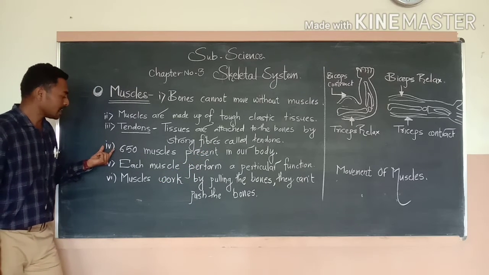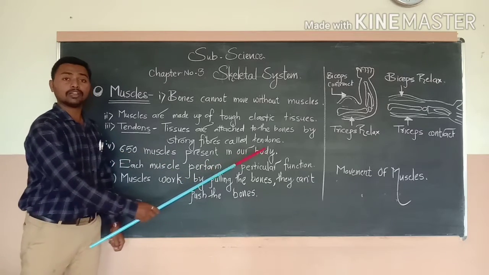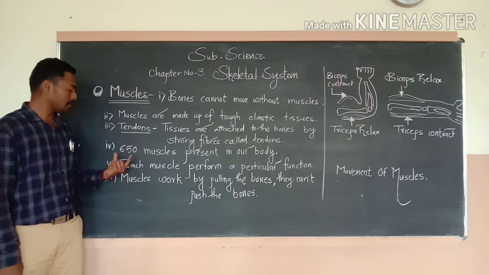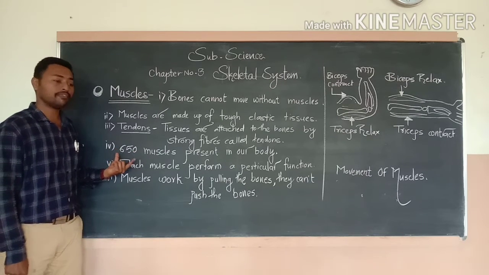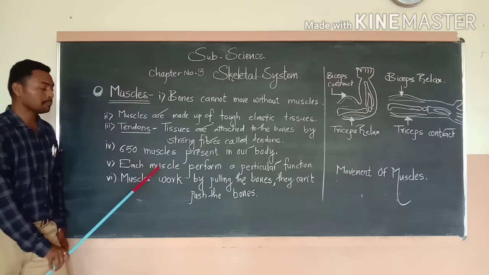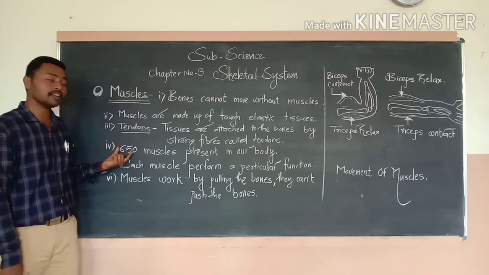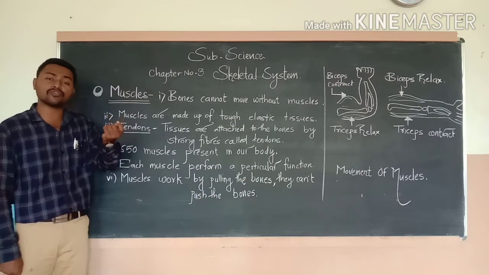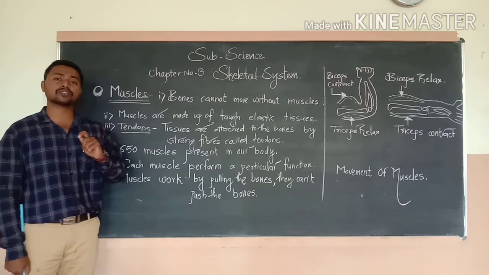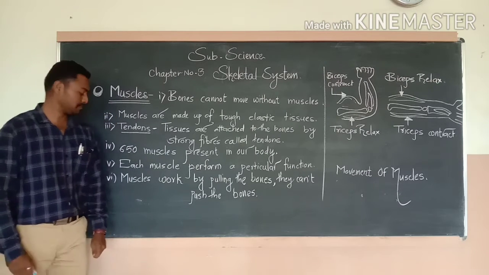Fourth, next point, 650 muscles present in our body. Total number of muscles present in our body, the number 650. Second last point, fifth, each muscle performs a particular function. So 650 muscles, that means different kinds of muscles perform different kinds of functions. Har ek muscles ko alag alag tarike unke karya kaam diye gaye.